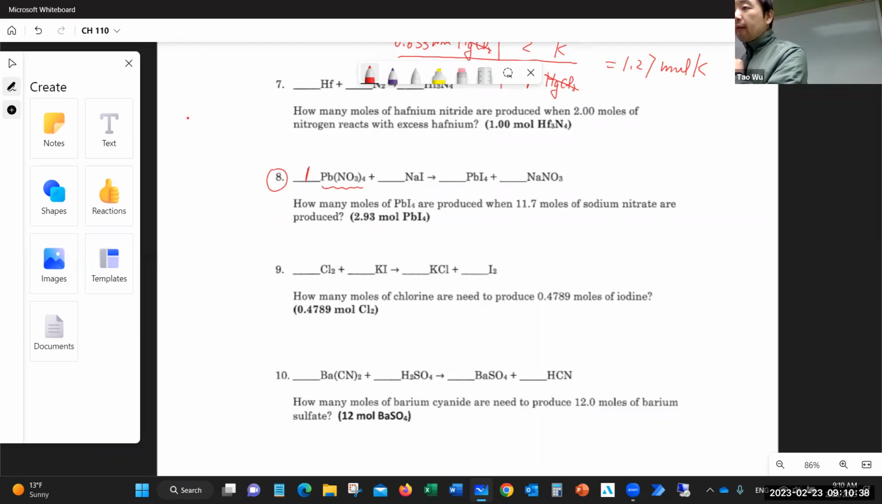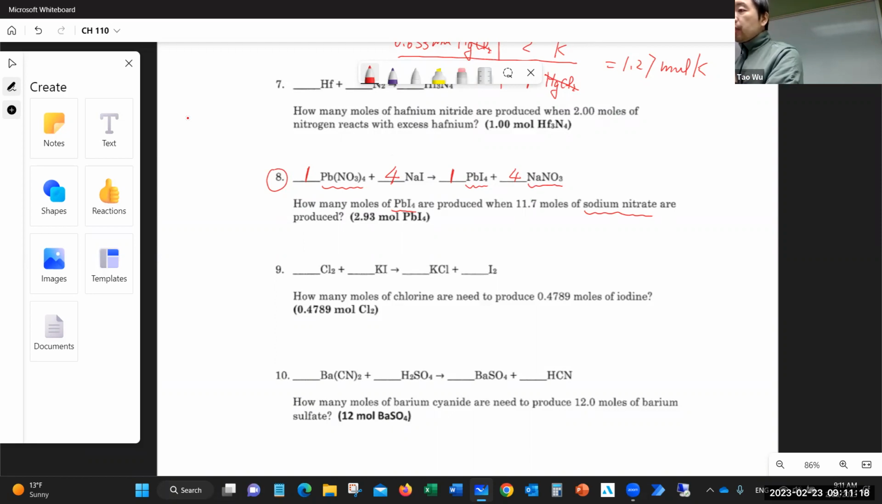And then we have a 1 lead, which means we can put a 1 over there. For nitrate, we put 4 up there. And then you will realize we have a 4 for this, and this is the coefficient between each of the compounds. All right, so here it is asking how many moles of lead iodide. So we're looking for lead iodide, and what we have is sodium nitrate. That means we generate 11.7 moles of sodium nitrate. How many moles of lead iodide can we produce?